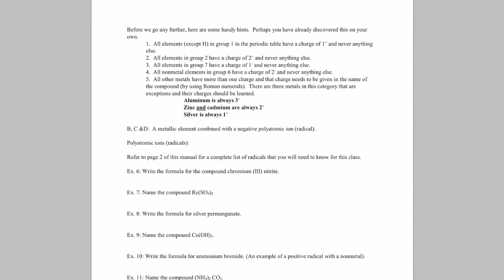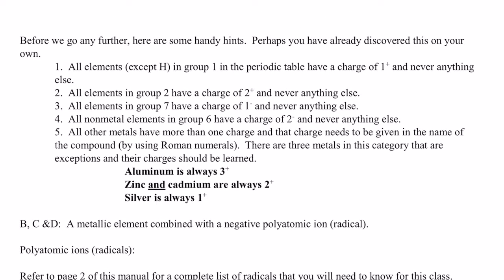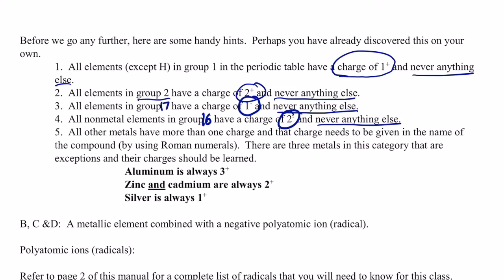Okay? All right. The first section on the top of the next page goes over what I just told you, so we'll go through it again very quickly for you. Number 1, all elements except hydrogen in group 1 will have a charge of positive 1 and never anything else. Group 2, they have a charge of positive 2 and never anything else. Group 17, that should say 17 kiddos, not 7. Those are the halogens, are negative 1 and never anything else. Group 16, that should say 16 kiddos, have a charge of negative 2 and never anything else.